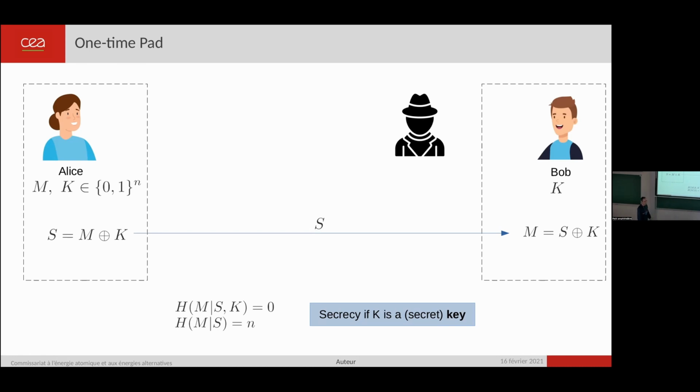All right. And of course, this works provided that K is also secret or is a key, which means in particular it's also taken at random, so it's unknown to whoever is the adversary here.